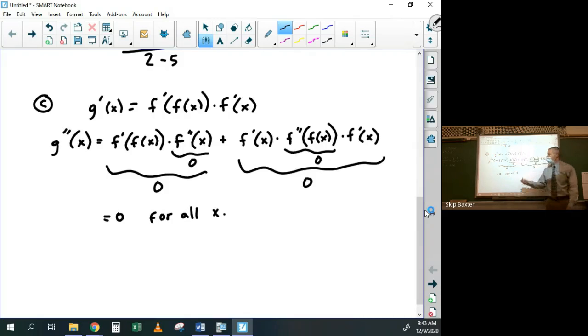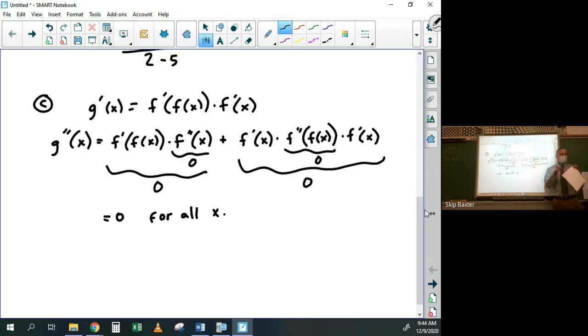Now you can state g double prime never changes sign because it's always 0. So it doesn't have an inflection point. Some people got a little more specific. They said, well, if f double prime is 0 for all x, that means that f prime is linear for all x. And then they work their way backwards. That argument works. If you're careful about it and you write more, then it works.